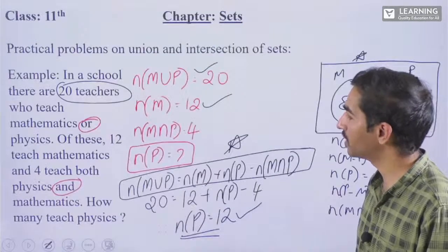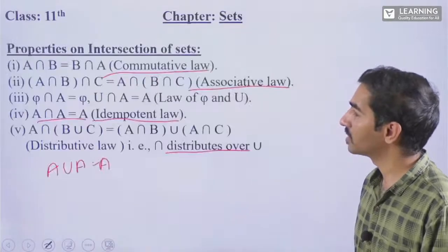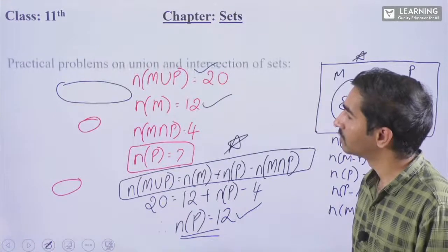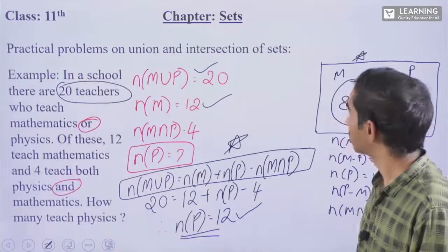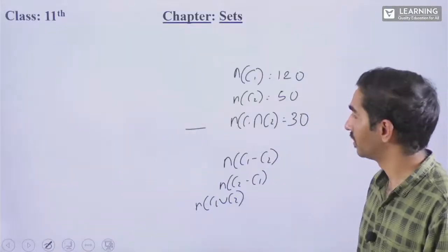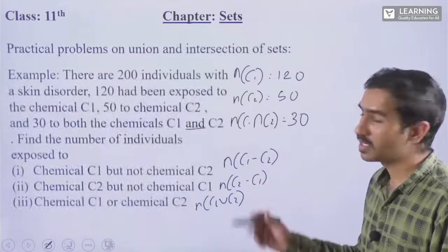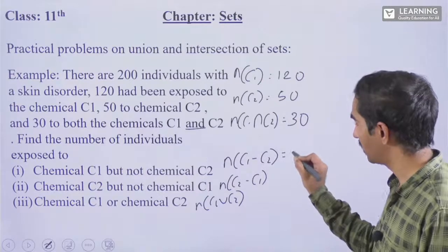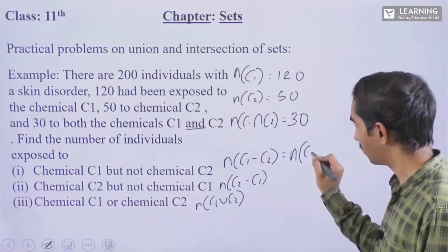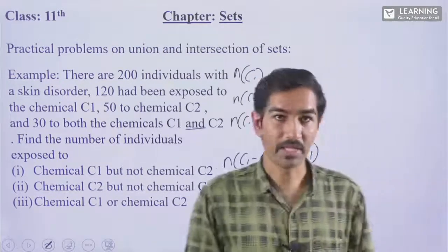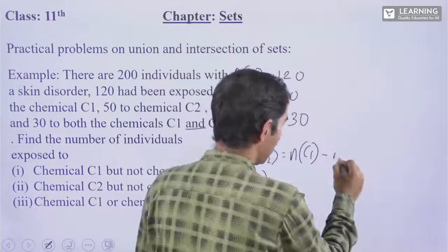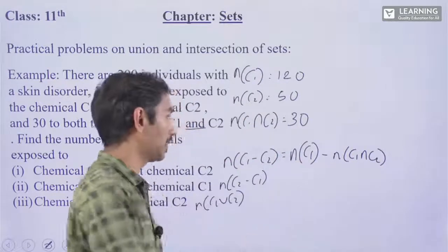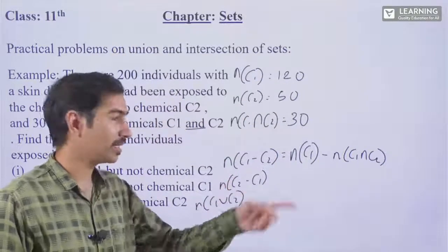Okay, we'll go back to the previous slides again. Okay, that has been erased. Fine. No problem. n of C1 minus C2 can be written as what? n of C1 minus C2 can be written as n of C1 minus n of C1 intersection C2. So this is nothing but what, students? n of C1 minus C2.